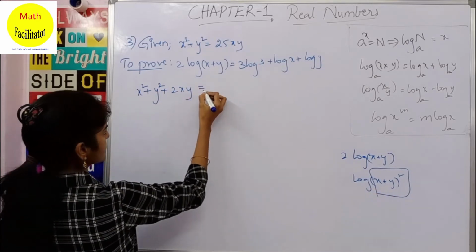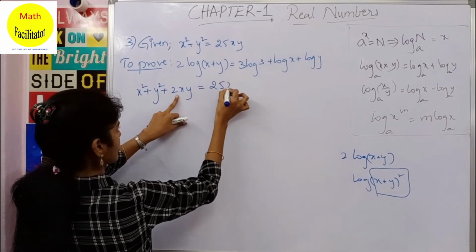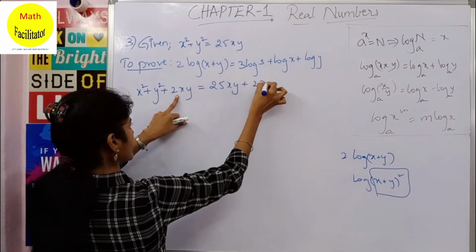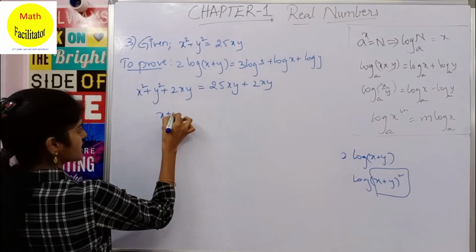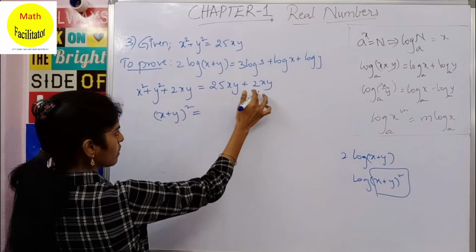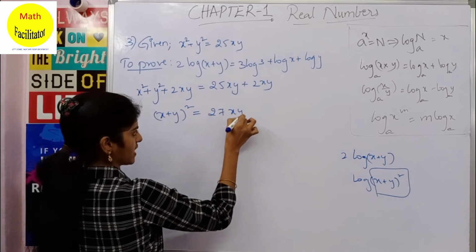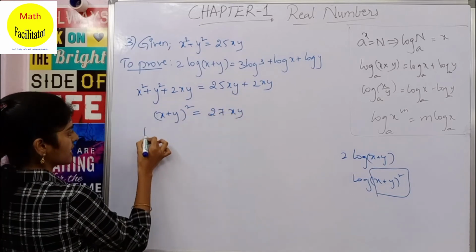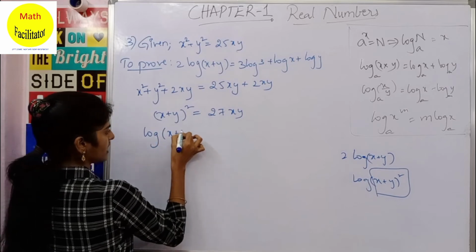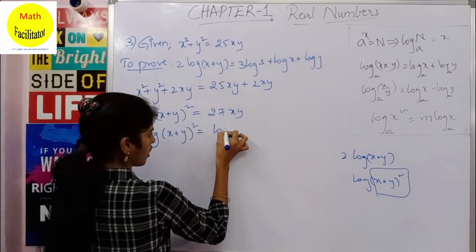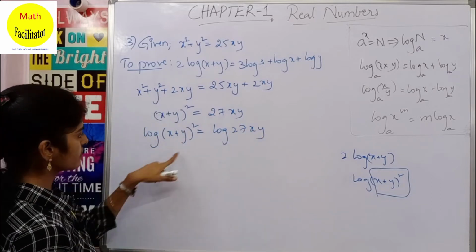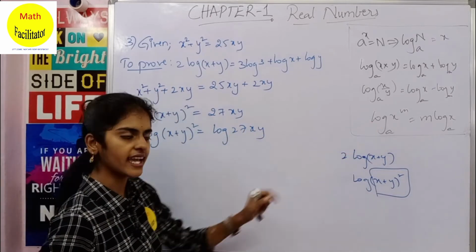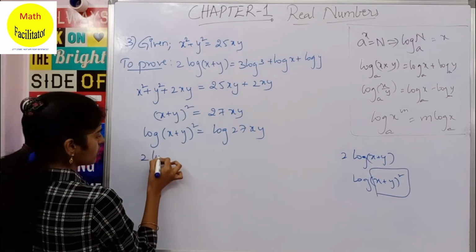Yes? So since you are adding 2xy here, you will add 2xy on the right hand side also. Clear? So this is nothing but (x + y)² is equal to 27xy. Clear? Now apply log on both sides. So it is log (x + y)² equal to log 27xy. Okay? Now this is of the form log xᵐ. Okay? So it is m log x.